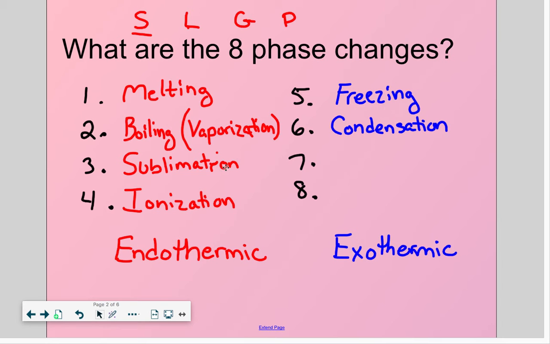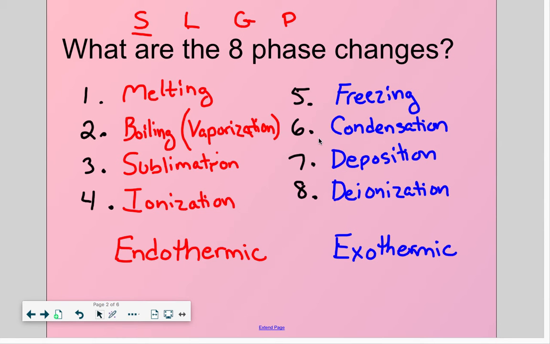And the reverse of sublimation, so now we're going from a gas back to a solid. This is one that a lot of you probably don't know or don't remember. It starts with a D and ends in eposition, deposition. And the last one: we went from gas to plasma to get ionization. So we're going to go from plasma back to gas, and we're going to deionize it. So deionization.